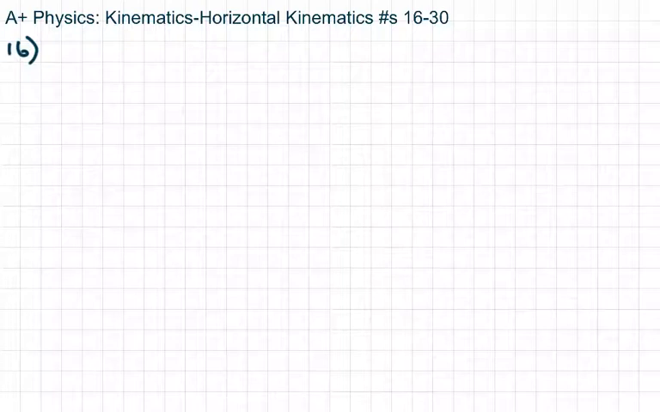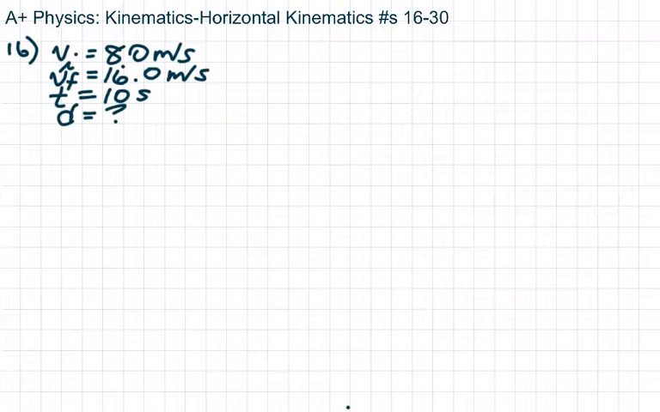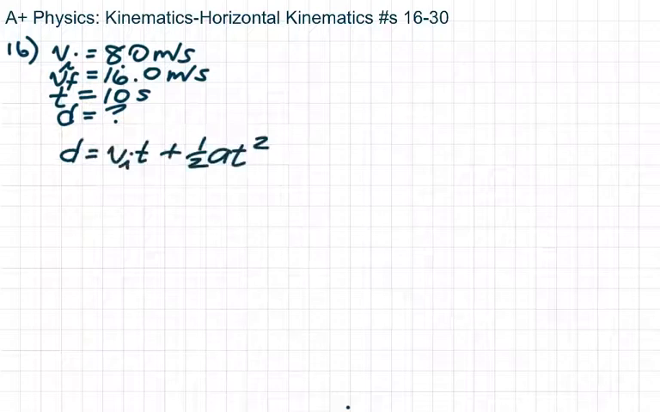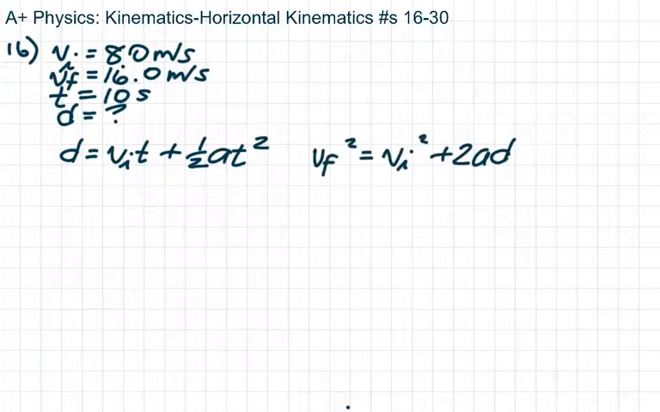Okay, 16, they give us the initial velocity and final velocity in time, and they want to know how far does it go. Let's take a look. They give us VI, VF, and T, and they're looking for D. I think we saw a problem just like this not too long ago. In order to solve for displacement, using the formulas on the reference table, I would need to find acceleration first. Like I could do d is VIT plus 1/2 AT squared, or VF squared is VI squared plus 2AD, but I would need to solve for the acceleration first.